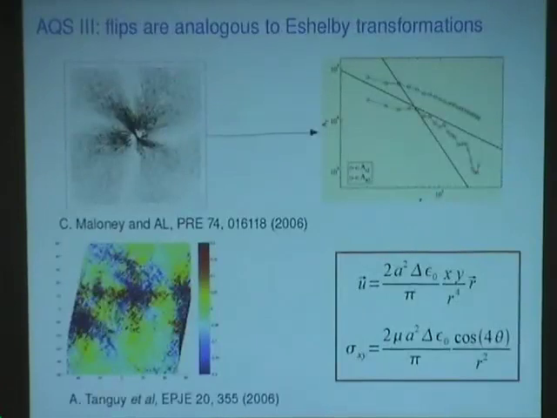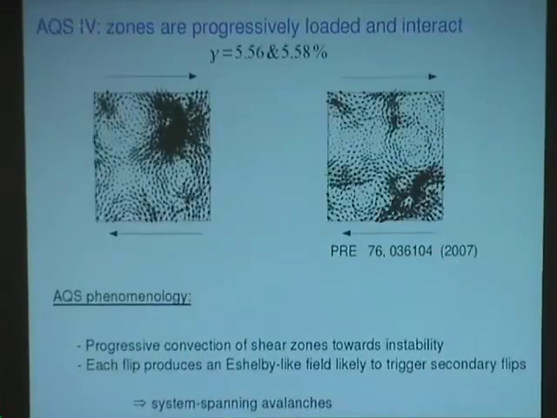If you focus on this soft mode and analyze it in detail, you find the decay that you expect in the Eshelby solution. You can also look at individual events, as was done by Barrat's group. And you find that again you have the right symmetry of the stress tensor, which tells you that these events are indeed local Eshelby transformations, which means that they modify the stress field at long range, and that's why they can talk to one another. In fact, you can even go a bit further.